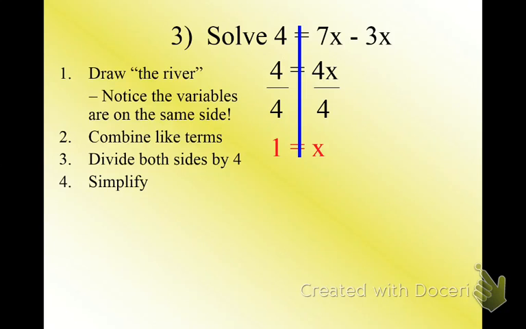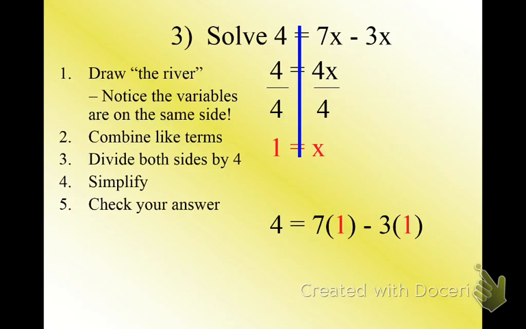Beautiful. X equals 1. Let's check our answer just to make sure we did it right. Plug it back in up above. 4 equals 7 times 1 minus 3 times 1. Correct, because 7 times 1 is 7, minus 3 times 1 is 3. So 7 minus 3 is, in fact, 4.